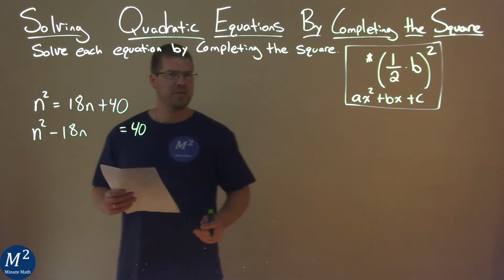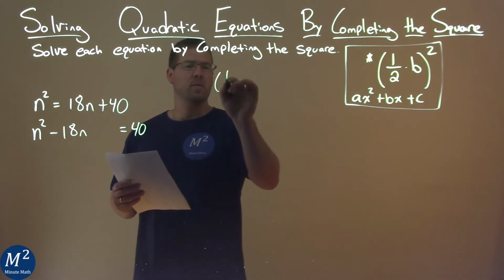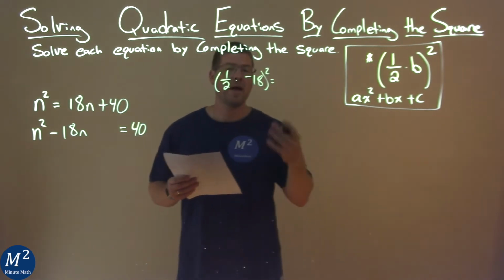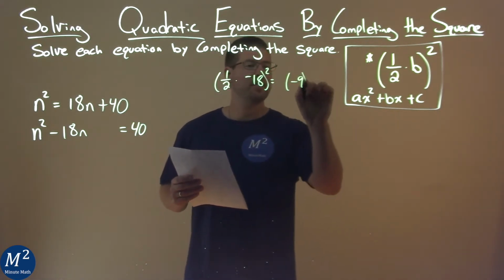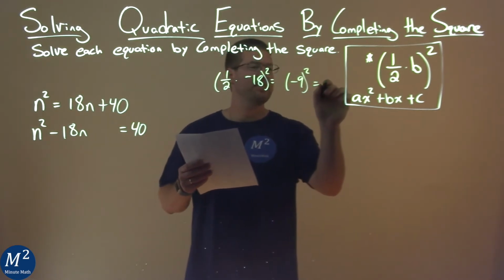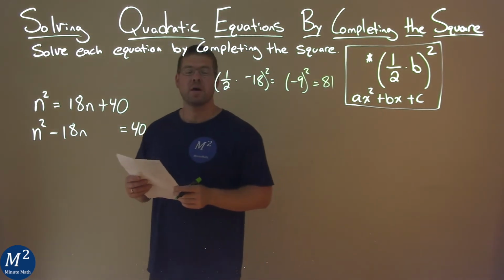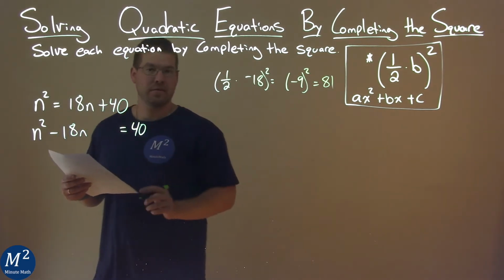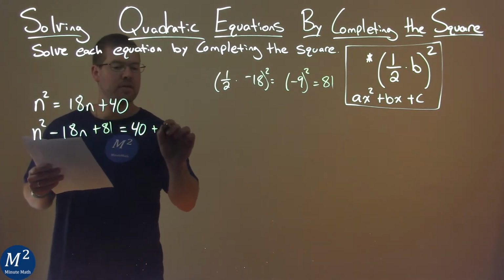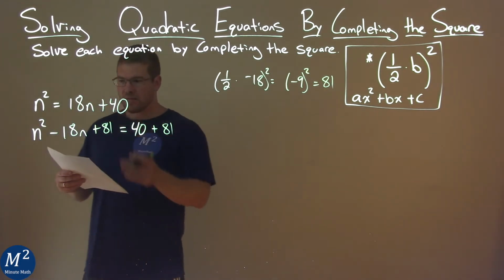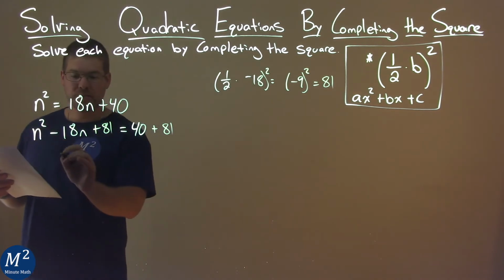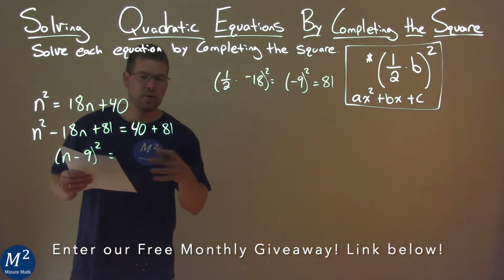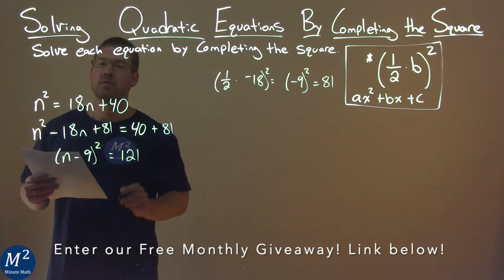Now my b value is negative 18. I'm going to use my formula here, 1/2 times a negative 18, all squared. Well, 1/2 times a negative 18 is a negative 9. And then when we square that, we get an 81, and it's positive. So I'm going to take that 81 and add it to both sides of the equation. Plus 81, plus 81. Now the left-hand side is a perfect square, n minus 9 all squared. And the right-hand side, well, 40 plus 81 is 121.